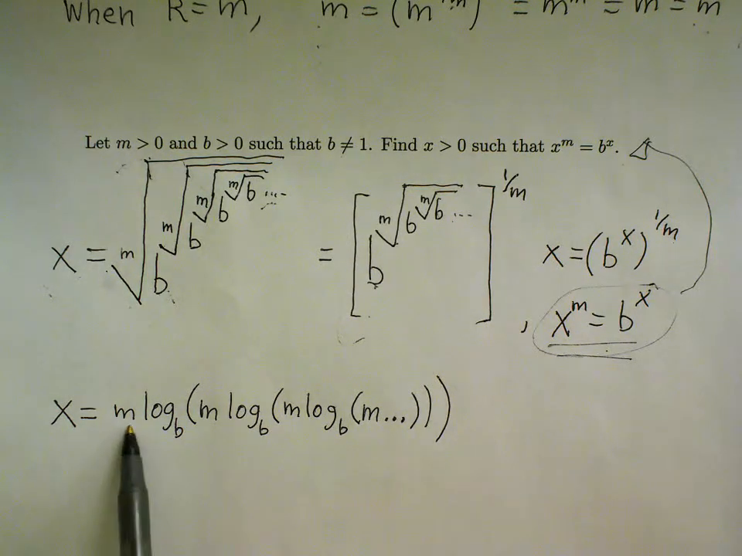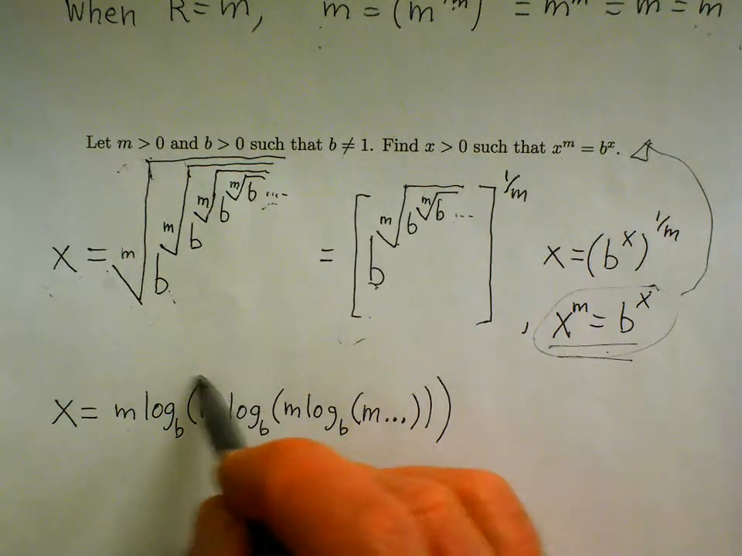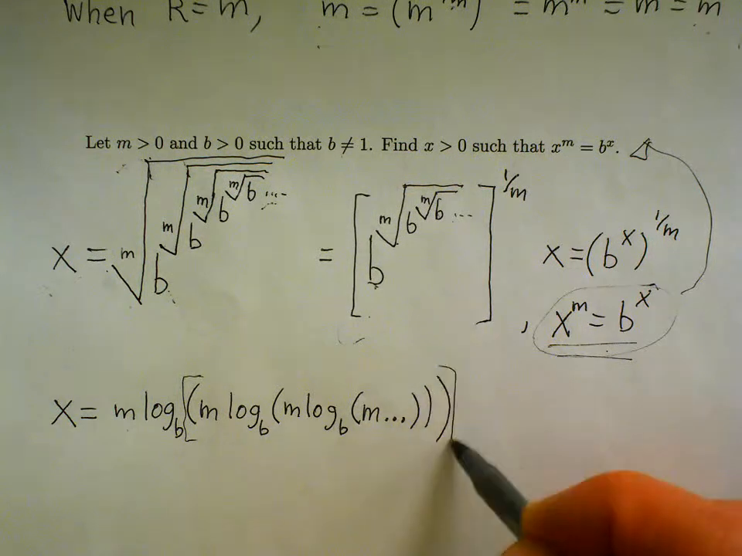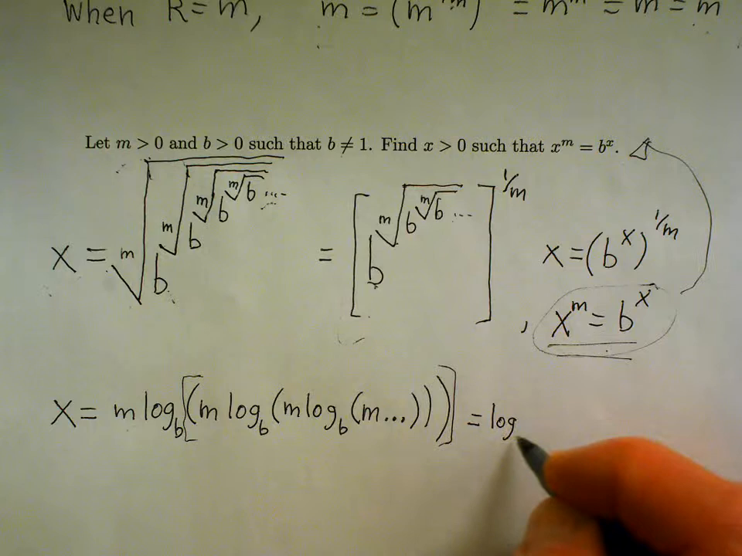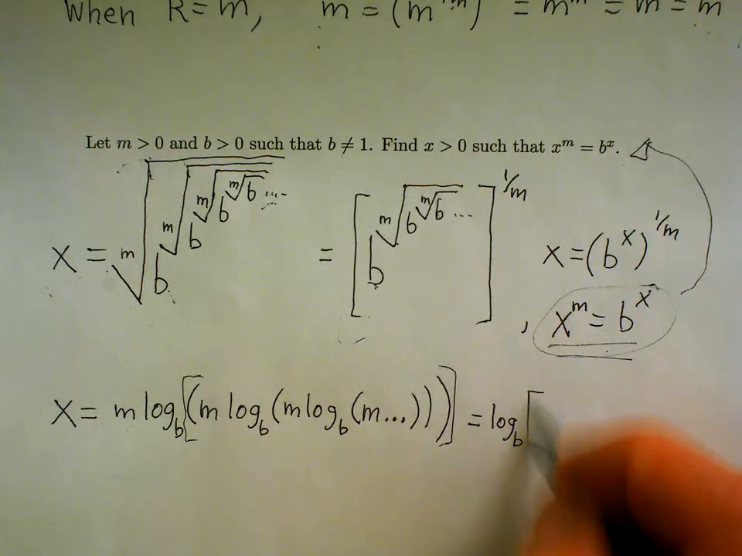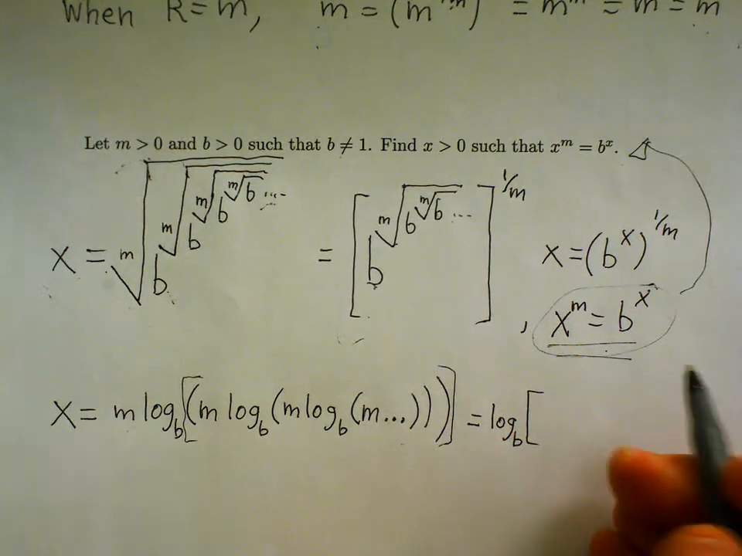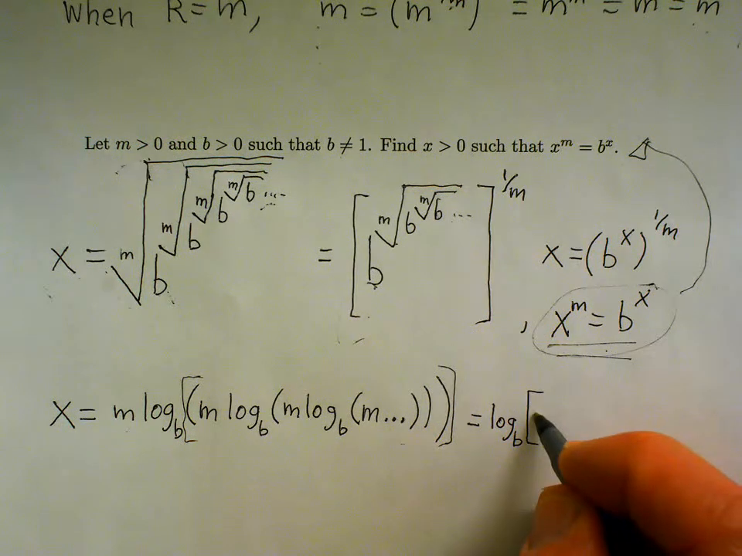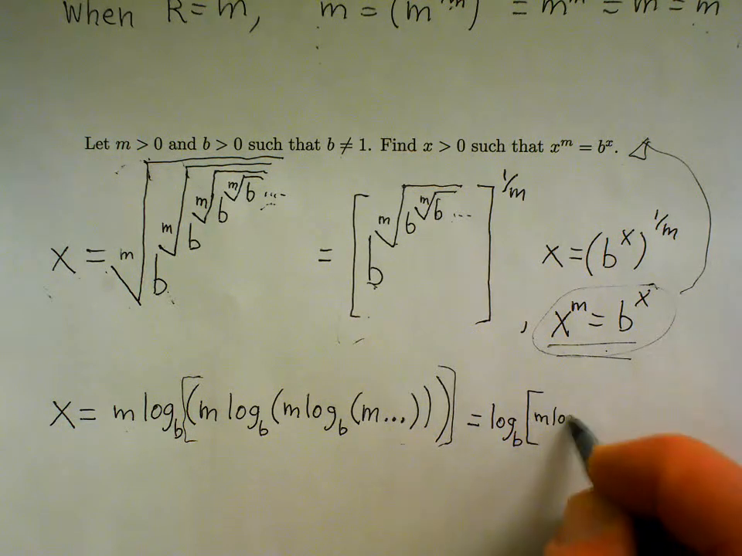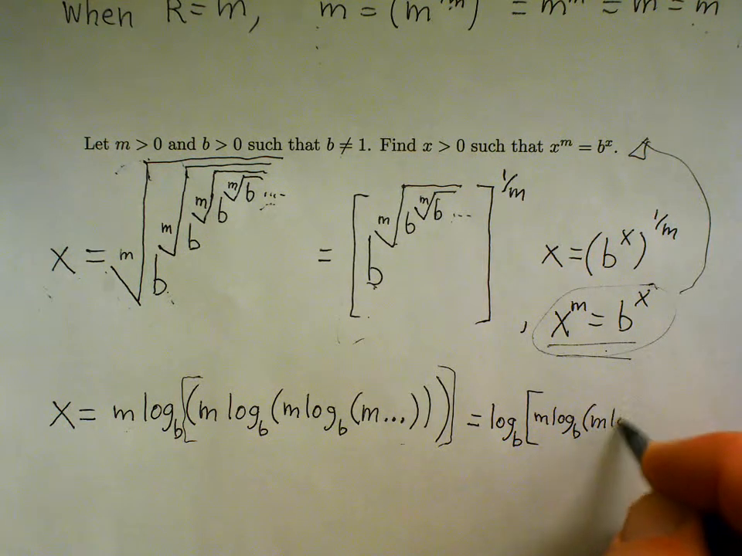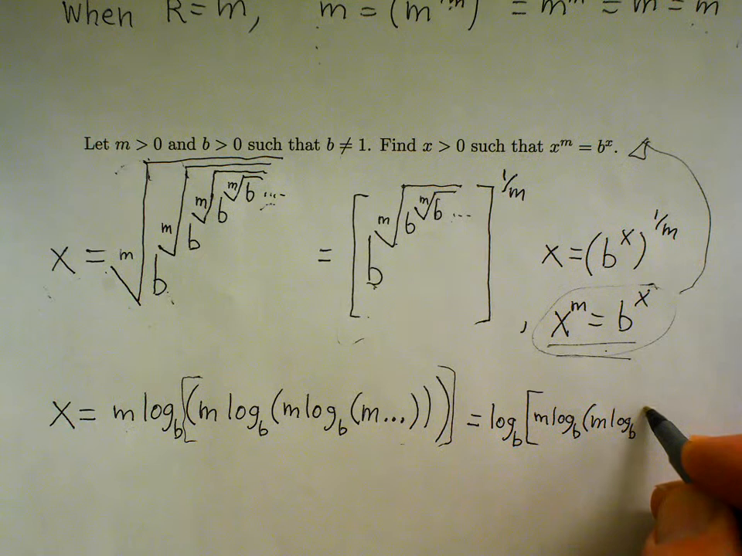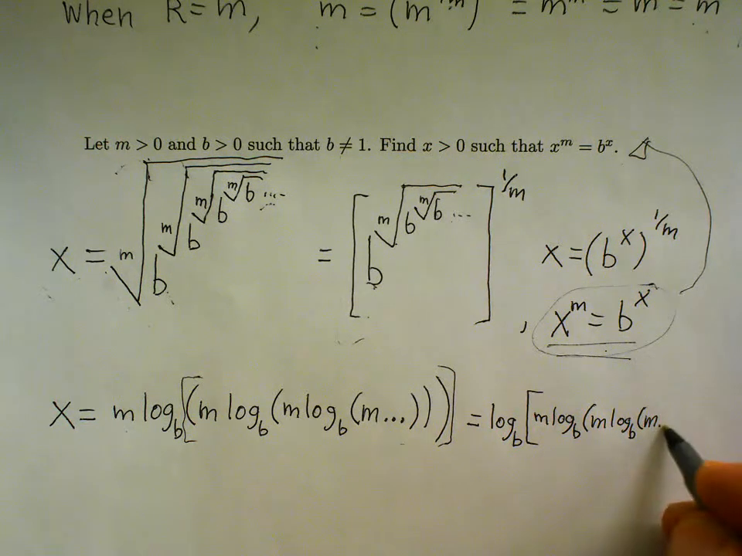Okay, using a property of logarithms, if I have m times the base b logarithm of something, I can write this as the base b logarithm of that something. So inside the brackets, I'll put m times log base b of m times log base b of m times log base b, and so on.